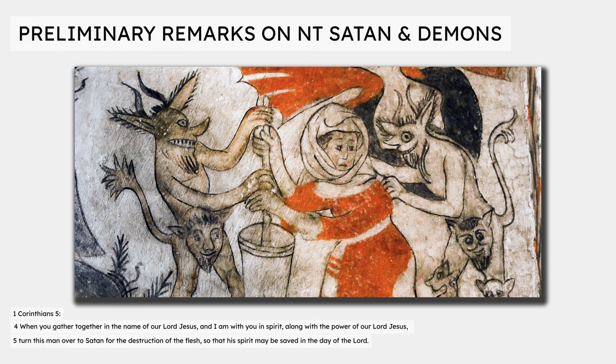In addition to this, there are two curious passages in Paul's letters. In 1 Corinthians 5:4-5, he tells the Corinthian congregation to discipline a wayward Christian with the words, quote, "Turn this man over to Satan for the destruction of the flesh, so that his spirit may be saved in the day of the Lord," end quote.